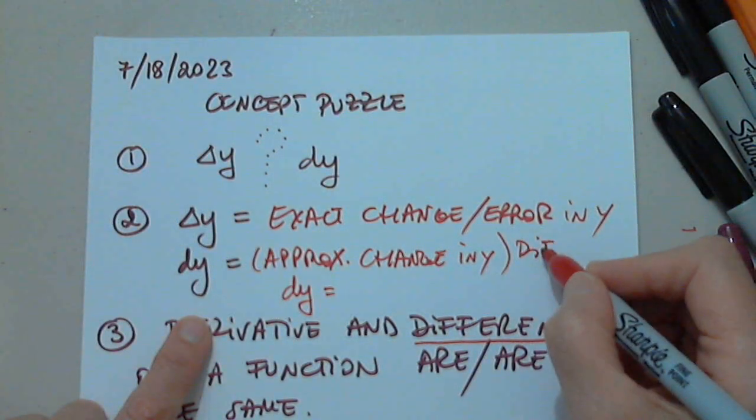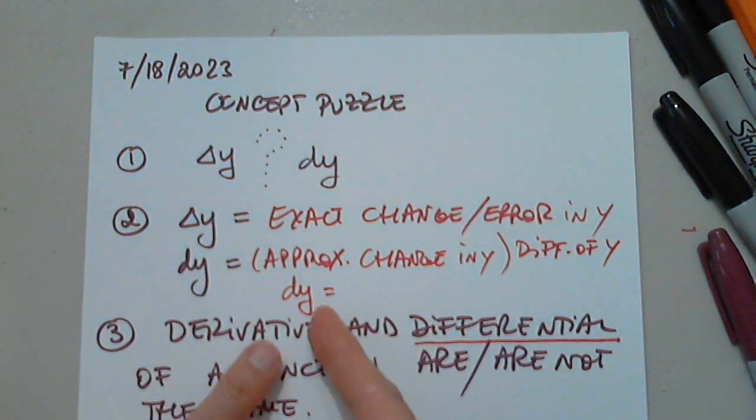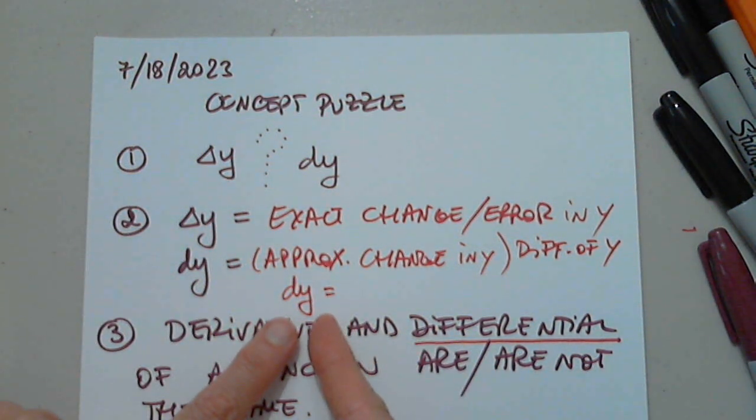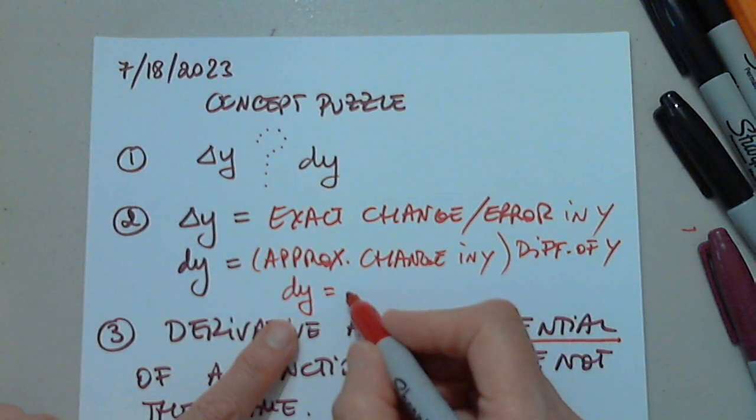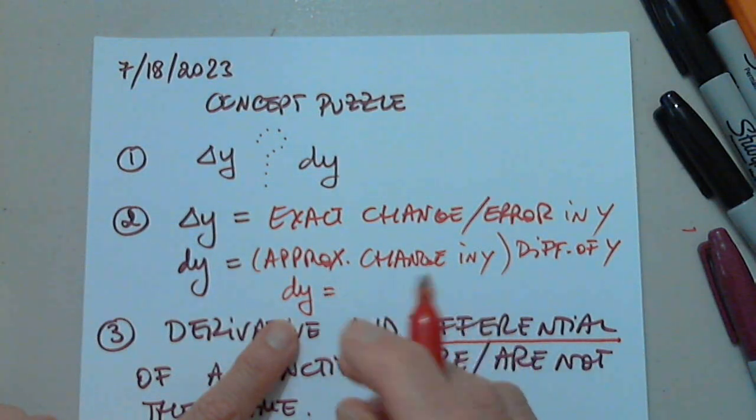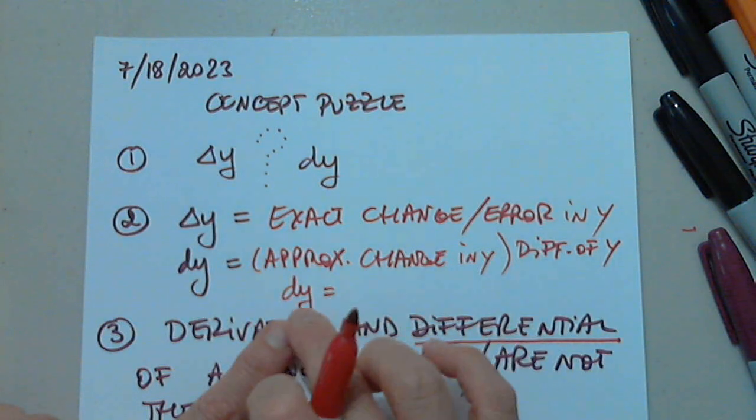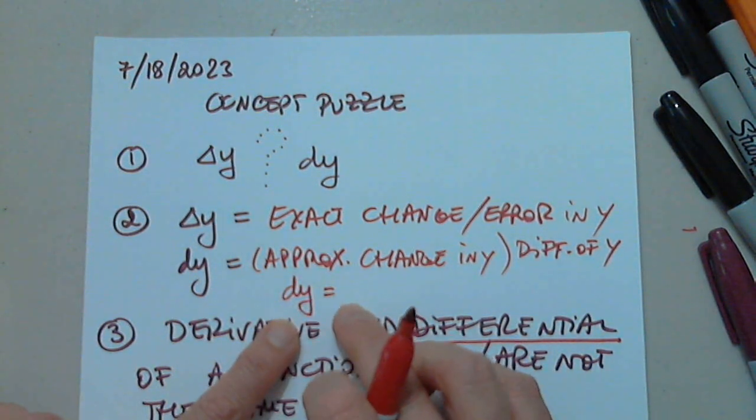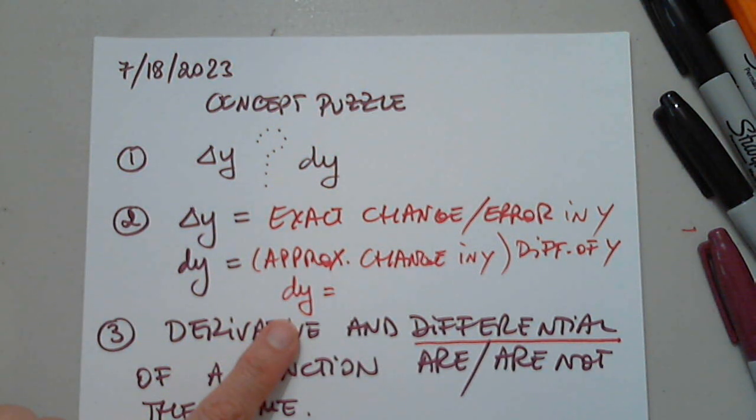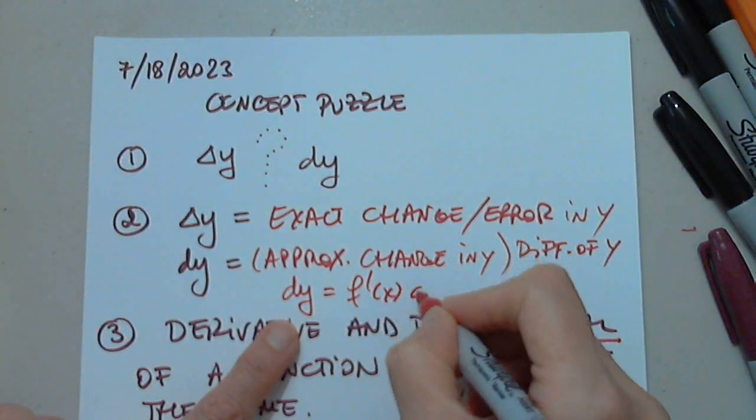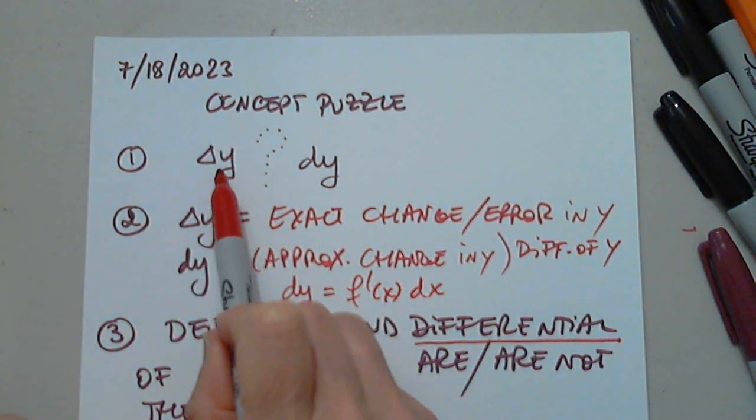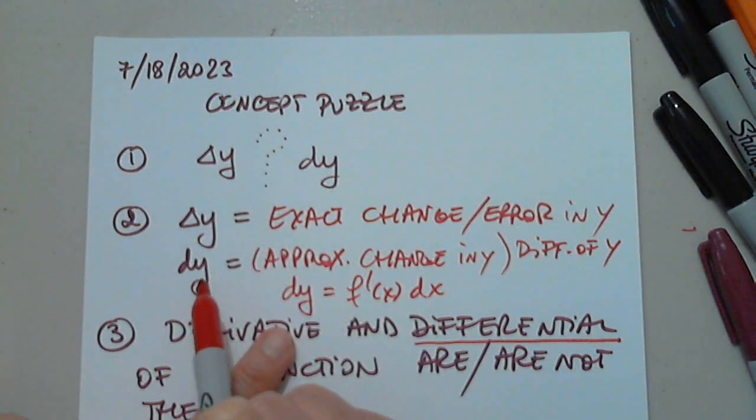Differential. Very good. Of y. And what does it equal to? I think the part where you wrote already, the approximate change? Yes, but there is a formula. Yes, everything is correct here. But there is a formula for dy. Yes. Awesome. F prime of x dx. Excellent. Good.